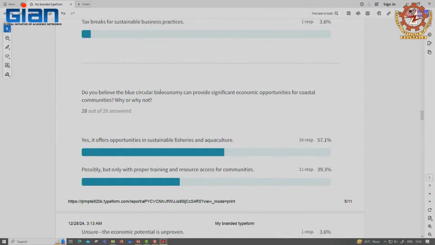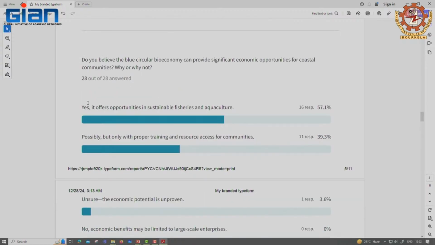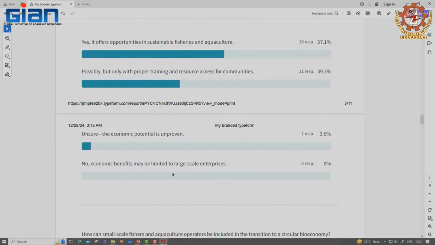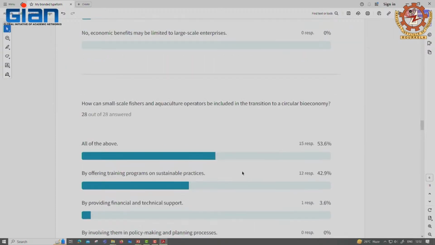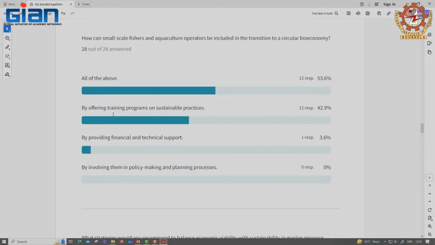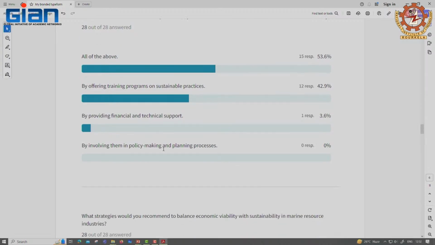Do you believe the blue circular bioeconomy can provide significant economic opportunities for coastal communities? Why or why not? Yes, it offers opportunities and possibility, but proper training and resources. So completely agree with those two responses. Unsure, no economic benefit, may be limited to large scale enterprises. So are you all happy with your responses? How can a small scale fisher or aquaculture operator be included in the transition to a circular economy? By offering training programs, by providing financial and technical support, by involving them in policy making and planning processes.